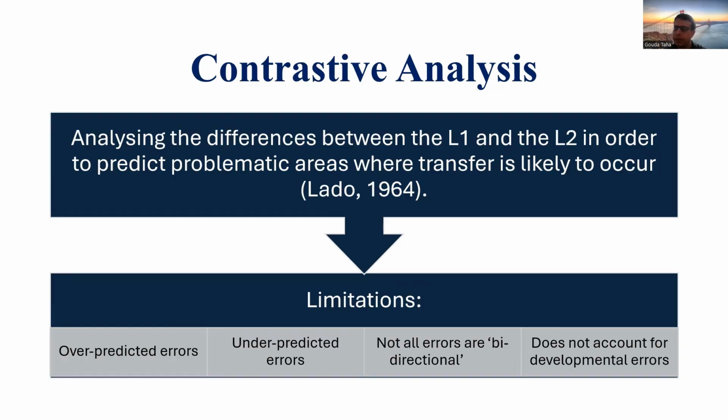So let's say, for example, I don't know how to combine a sentence in the new language. In this case, it is likely that you will use your knowledge of the first language to help you fill the gap that you have in the second language knowledge. And this method has some limitations. It ended up over predicting errors.